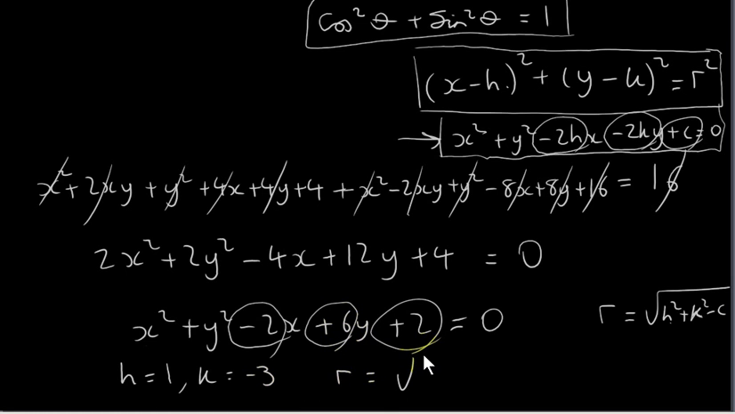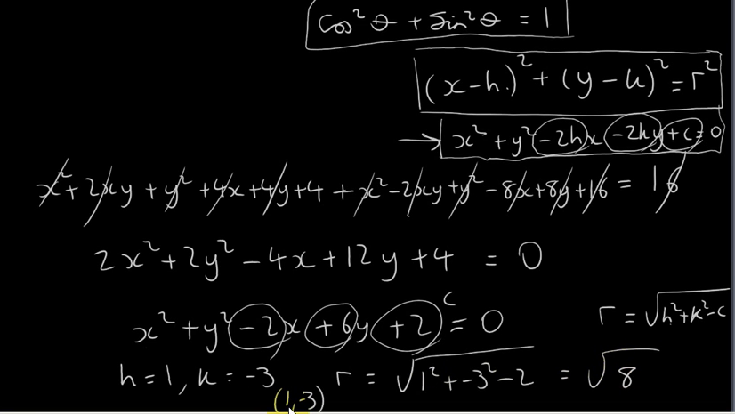And as for the radius, we have the root of h squared plus k squared minus c. c in this example is 2. So this is root 1 plus 9 is 10, minus 2 is 8. So we have a circle whose center is (1, -3) and radius is the square root of 8.